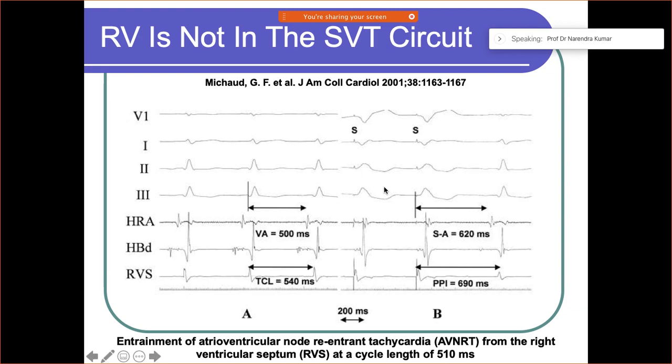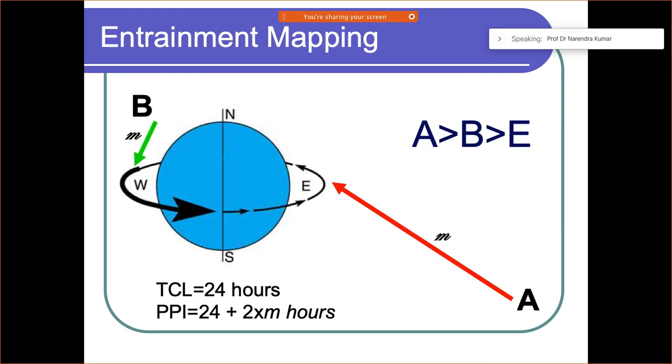However, if we look carefully at this one, because you're trying to entrain it for AVNRT, then the post pacing interval minus tachycardia cycle length, 690 minus 540, is quite a lot more than 110 milliseconds, right? This is almost like 150 milliseconds. So of course, this will become an AVNRT, in fact, atypical AVNRT.